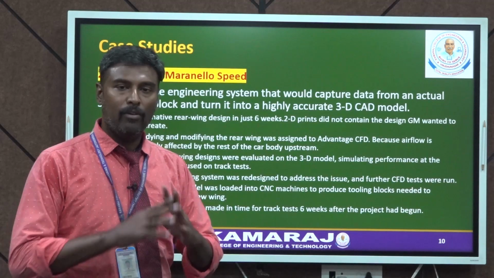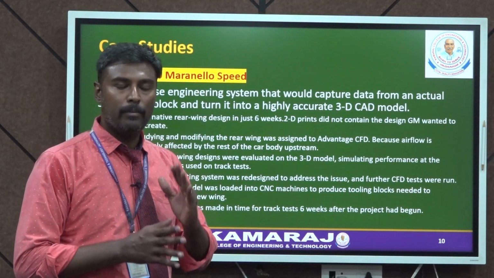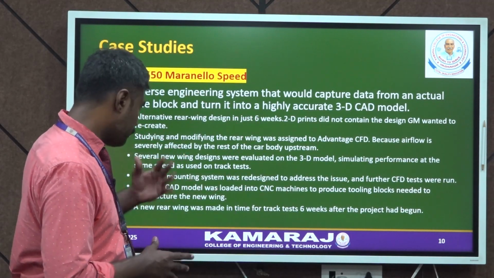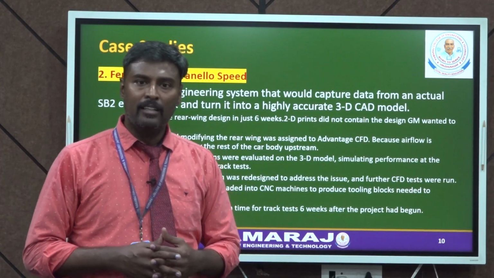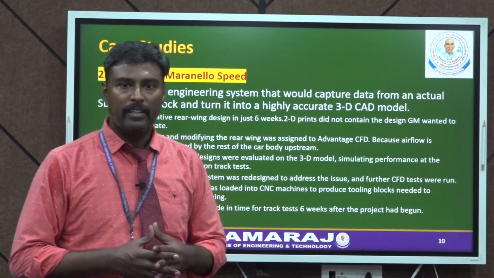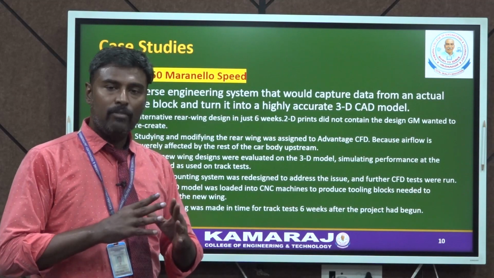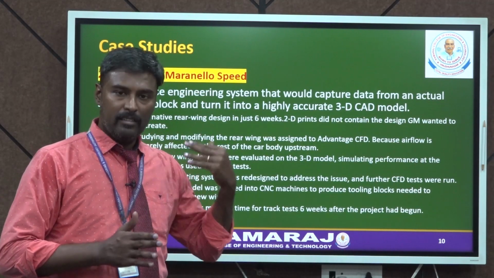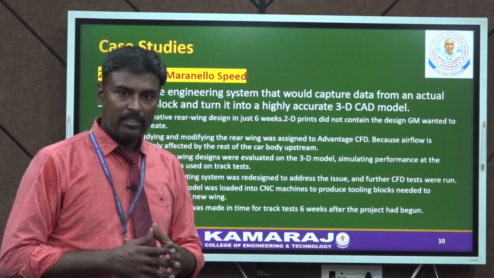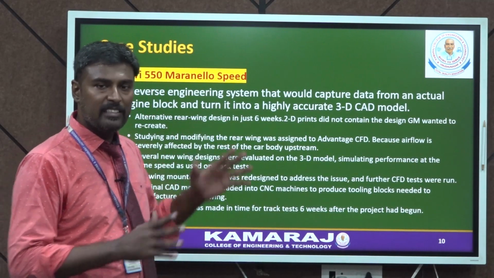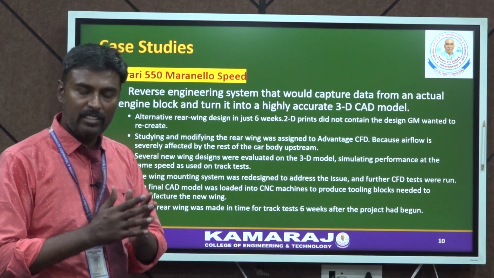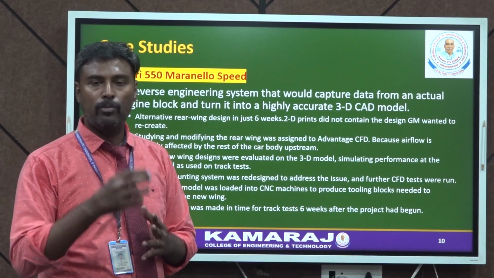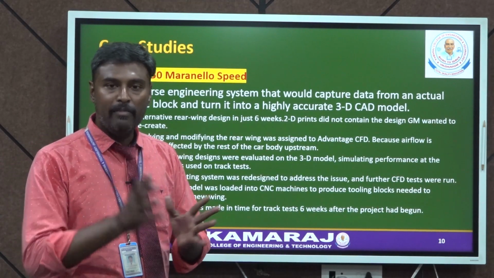So for that they mainly focused on the problem arising from the tail wing, the rear wing. They have to modify the design. For that, they first have to redesign the entire car model as a 3D CAD solid model. So first they have to reverse engineer the entire car model. Why? Because our objective is to manufacture the rear wing or tail wing.